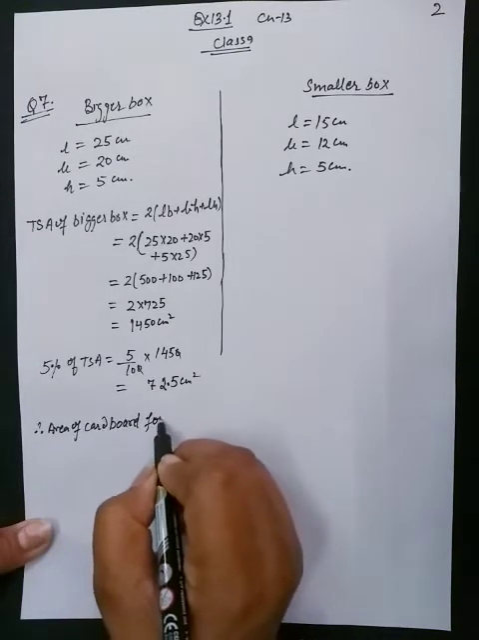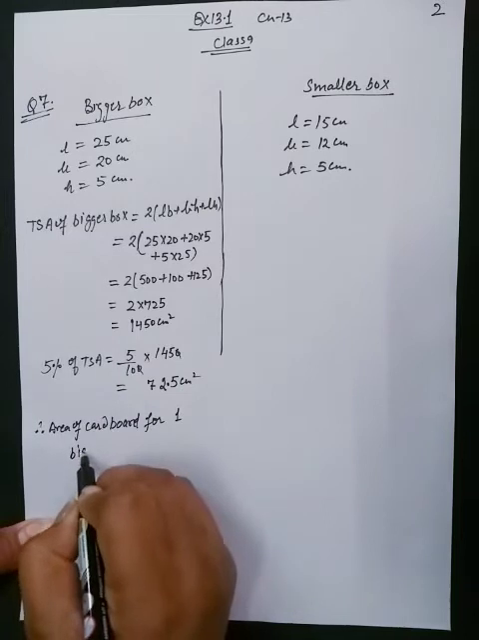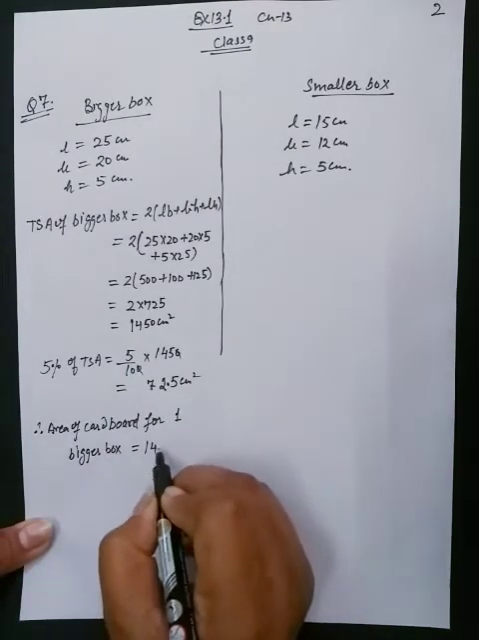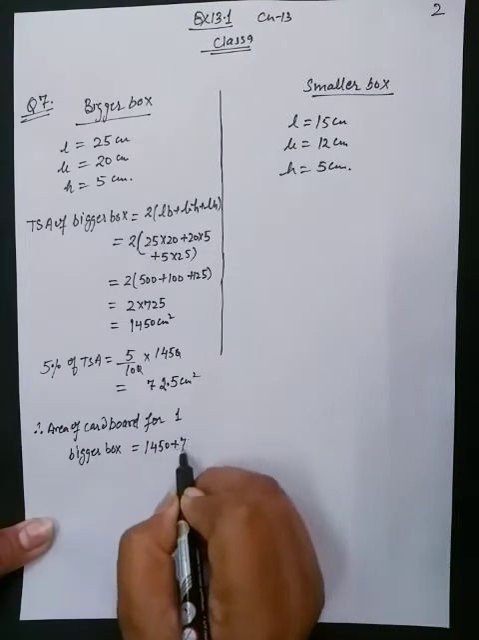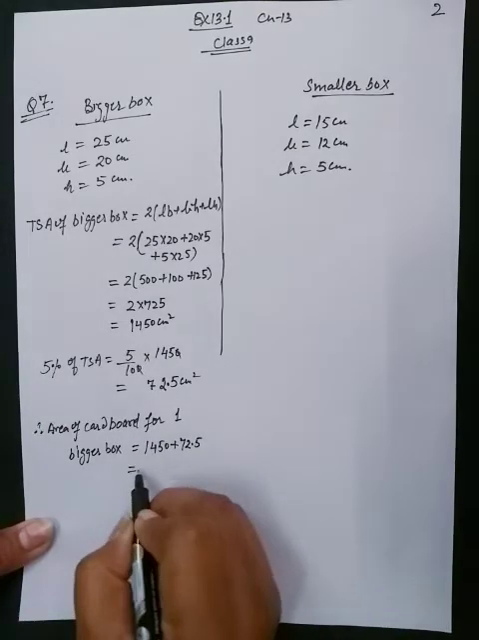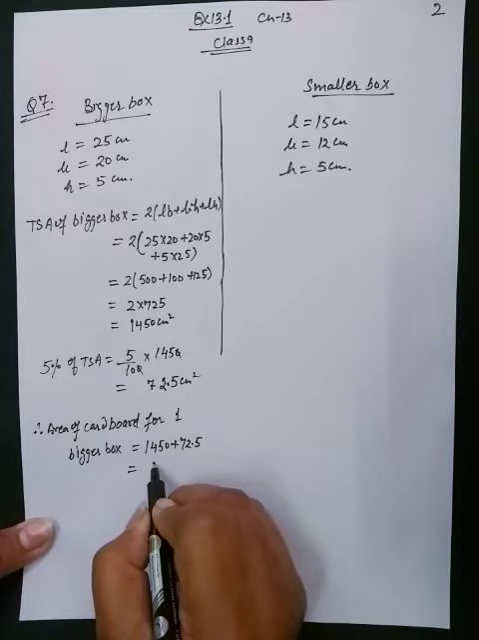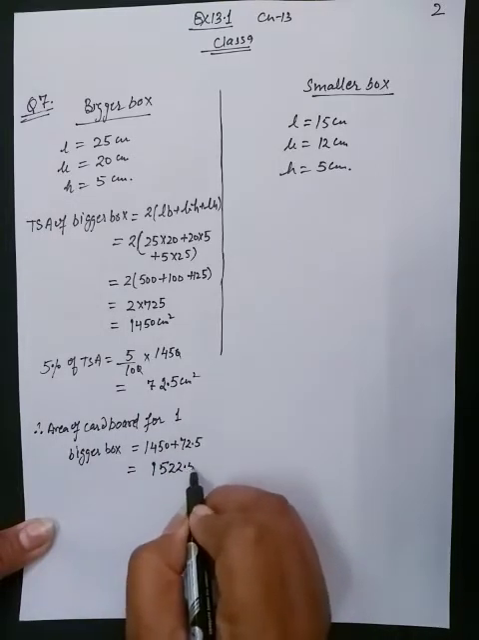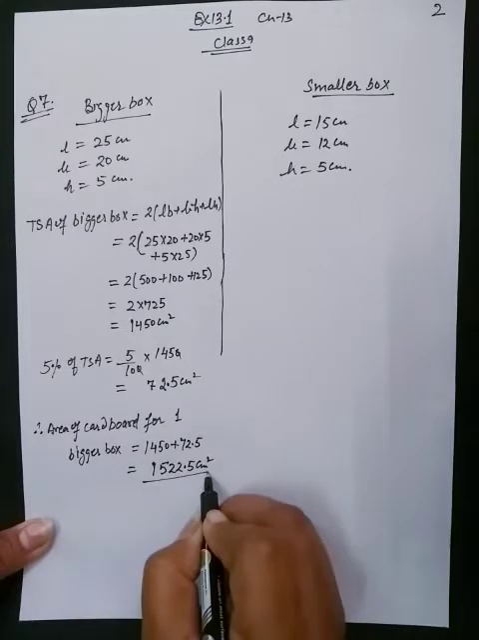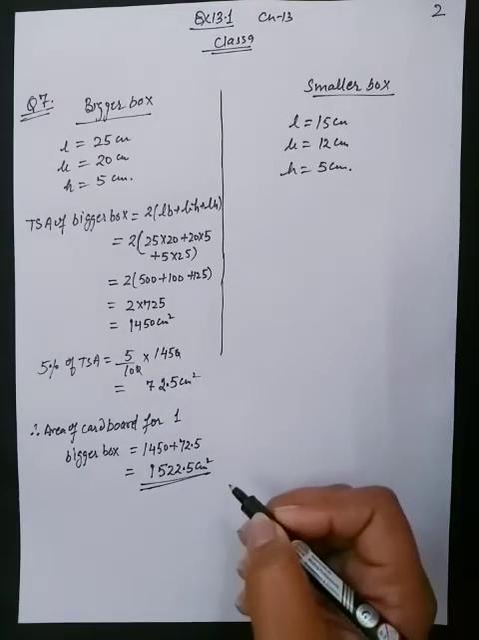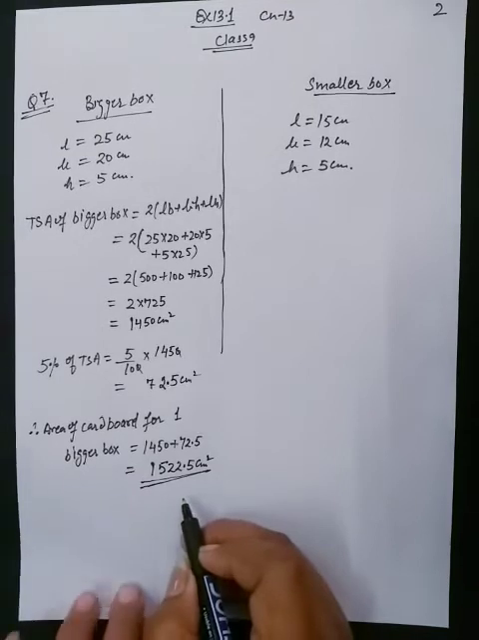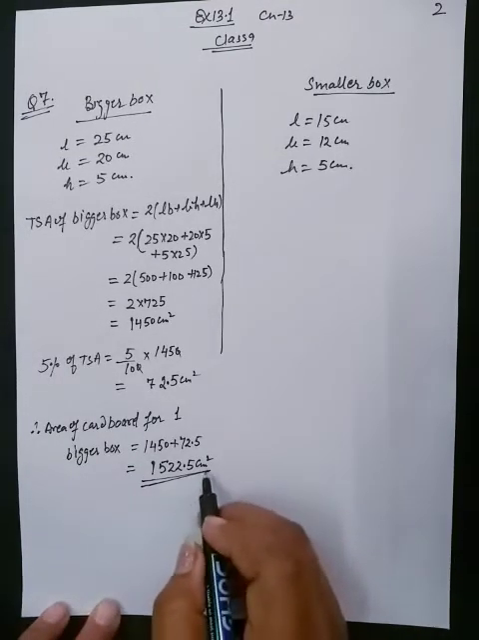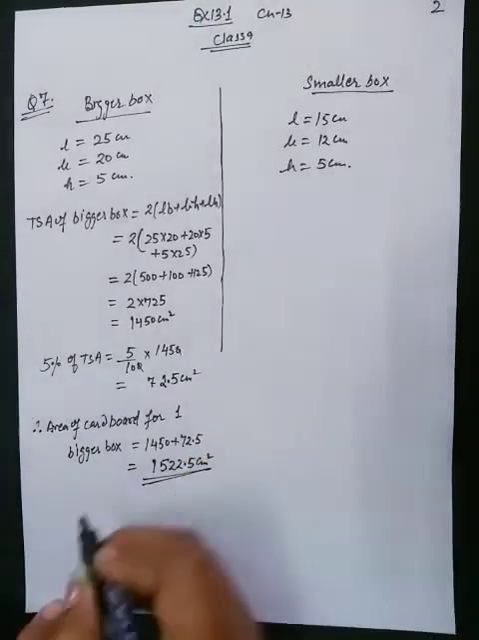So therefore area of cardboard for one bigger box is equal to 1450 plus 72.5, and it will be equal to 1522.5 centimeter square. So this is the area of cardboard required for one bigger box, but we are going to make 250 boxes of each kind.